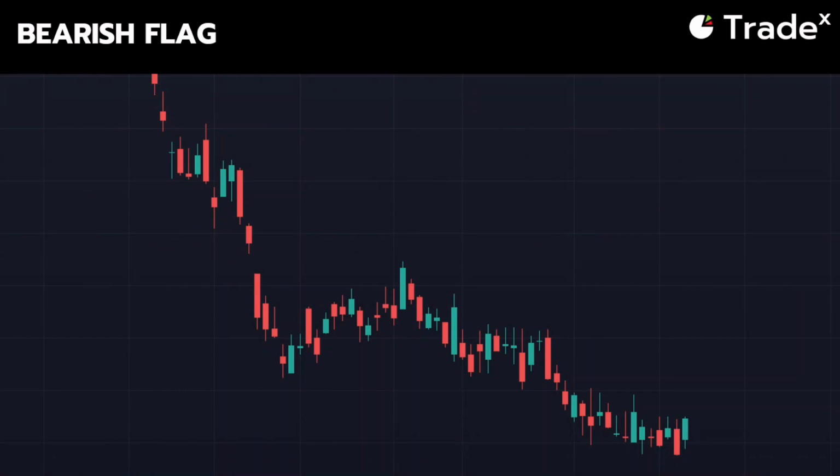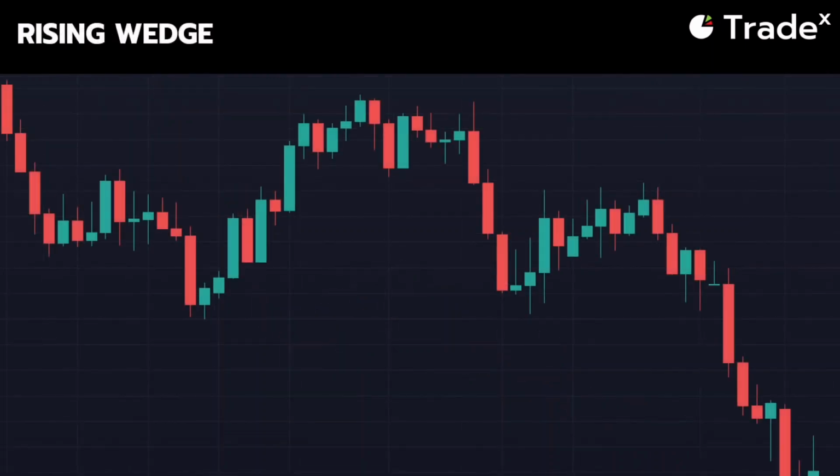To the left, the price experiences a sharp decline, followed by a minor pullback that lasts around 15 candles. During this pullback, a bearish flag pattern forms, signaling a potential continuation of the downtrend. Once the price breaks below the lower boundary of the pattern, traders may consider entering a short position, anticipating further downside movement.